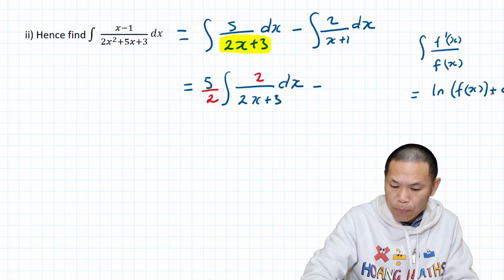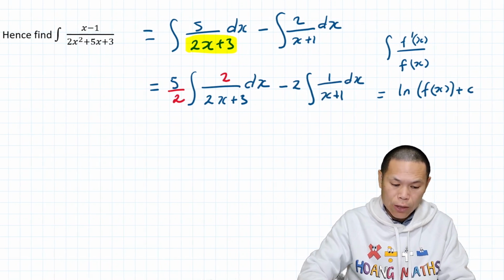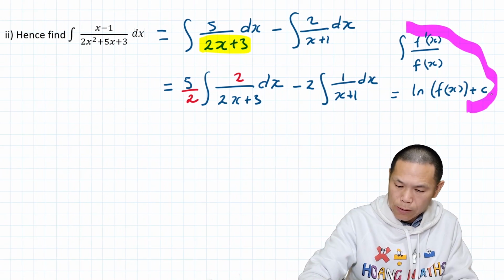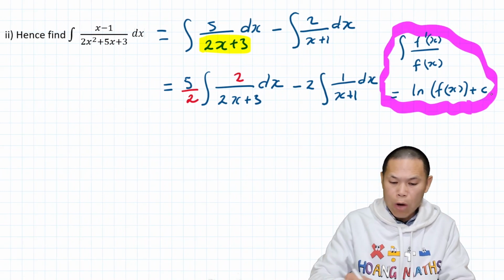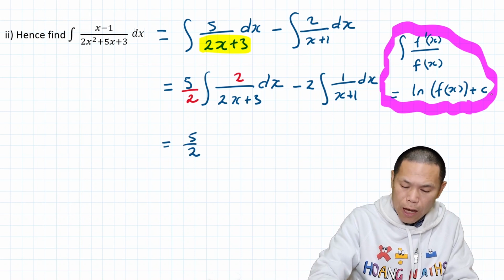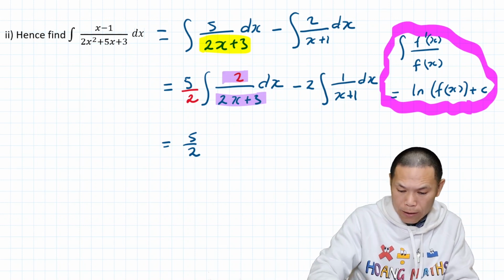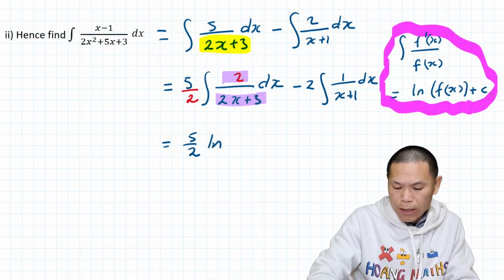So that will give me 2 integrate. So that becomes 1 over x plus 1 dx. So there you go, this is the rule I'm using. Okay, keep that in mind. So what I do now is that becomes 5 over 2. So this is f of x, okay, this is f dash x. So therefore it becomes ln of f of x. So f of x is 2x plus 3.